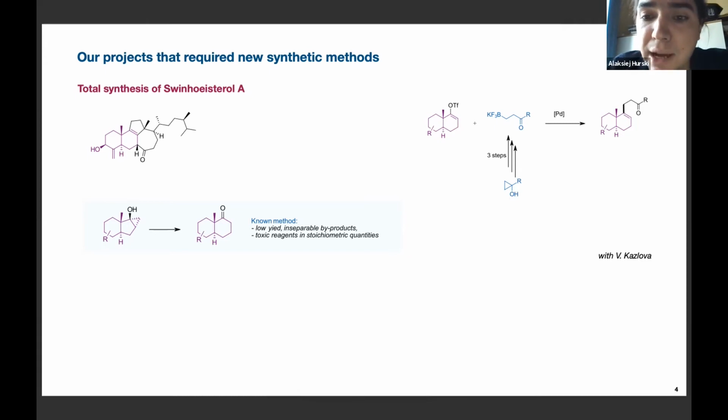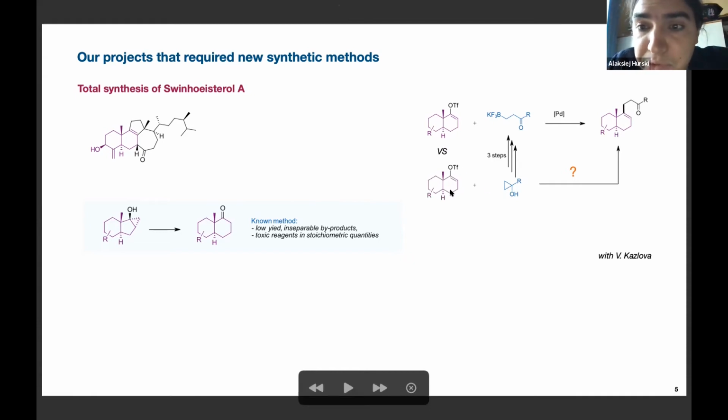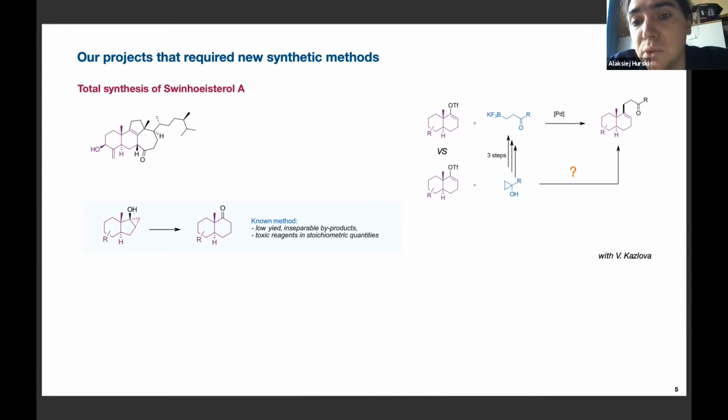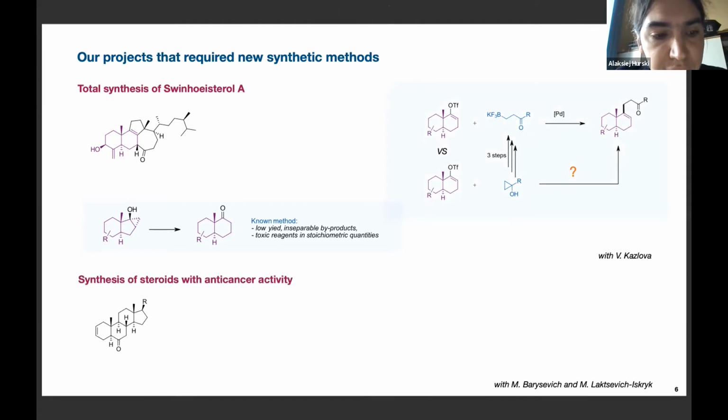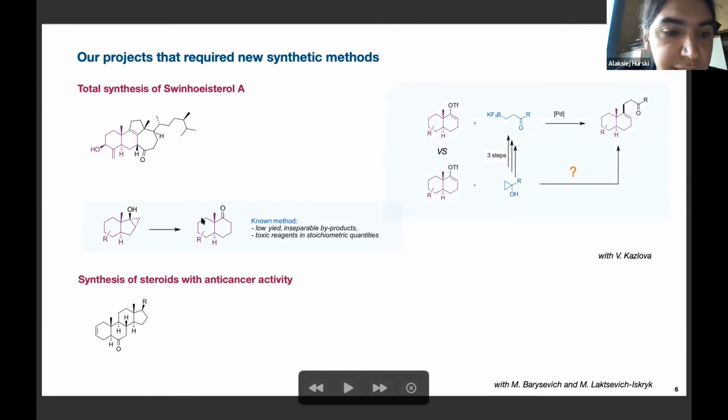And we asked whether it would be possible to couple this cyclopropanol with vinyl triflate directly. By that time, methods for the coupling of cyclopropanols with vinyl bromides or vinyl triflates did not exist at all, but we did it, and I'm going to tell you about it today. It was the first project where we found that we need new synthetic tools, new chemical reactions. Another project was the synthesis of steroids with anti-cancer activity.